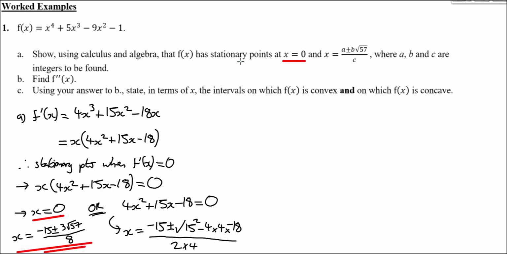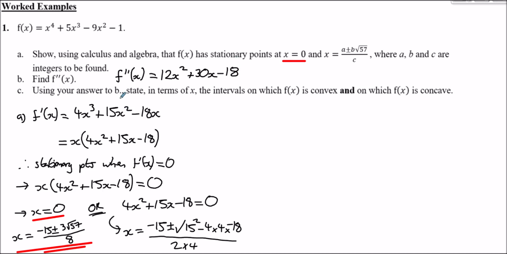So B says to find f double dashed x. So for B, we're going to differentiate again. So we can differentiate f dashed of x now. So 4x cubed, 3 comes to the front, times by 4 to give 12. 1 less than cubed is squared. 15x squared becomes 30x. And then minus 18x goes to minus 18.